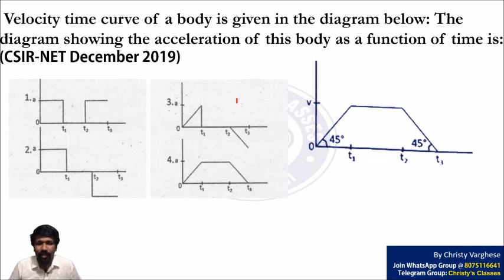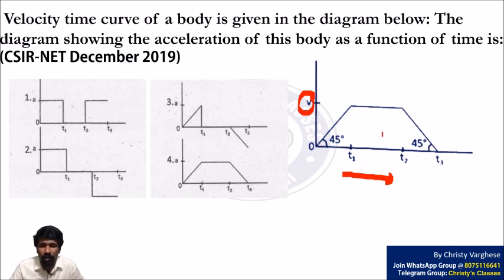Your basic understanding about speed, distance and time is enough to do this question. I am explaining because this question is easy for all of you, I guess. The velocity time graph of a body is given in the diagram below. It is a velocity time graph, not a distance time graph. If it were a distance time graph, the situation may be different. So velocity versus time is given. The diagram shows the acceleration of this body as a function of time.